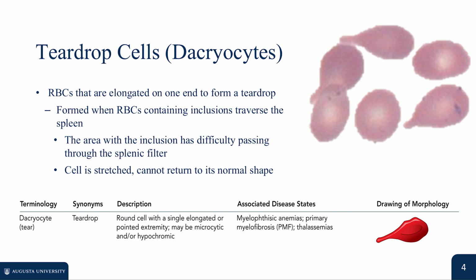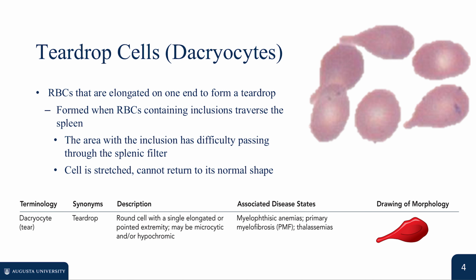Teardrop cells, or dacryocytes, are RBCs elongated at one end to form a distinct point, giving them a pear or teardrop appearance. One primary mechanism driving their formation is splenic pitting by reticuloendothelial system, or RES, macrophages. As red cells containing inclusions like Heinz bodies or Howell-Jolly bodies pass through narrow splenic cords, macrophages pit out the inclusion. This action stretches the cell membrane beyond its ability to rebound into a biconcave shape.